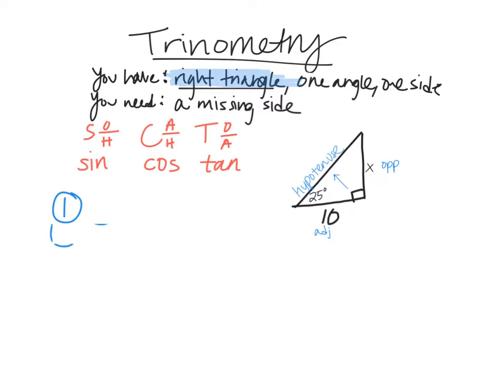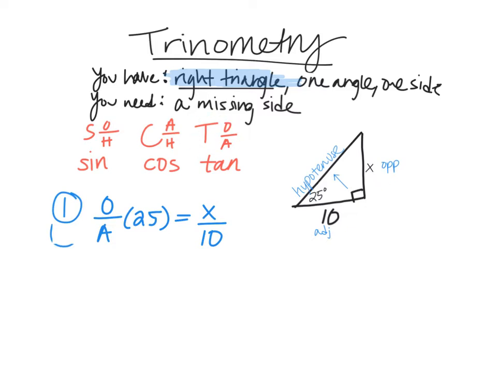So before we decide which ratio we're going to use, we're going to write that down. We have that the opposite over adjacent from 25 is x over 10. I want you to write that down. Okay, now look at this right here. What is opposite over adjacent? Oh my goodness, it's tangent.